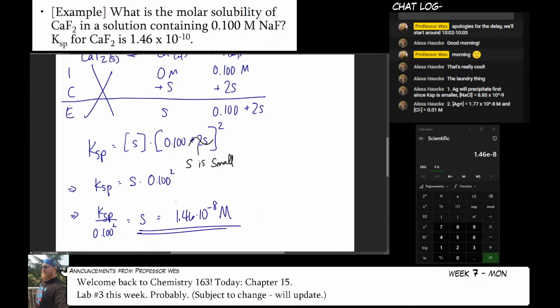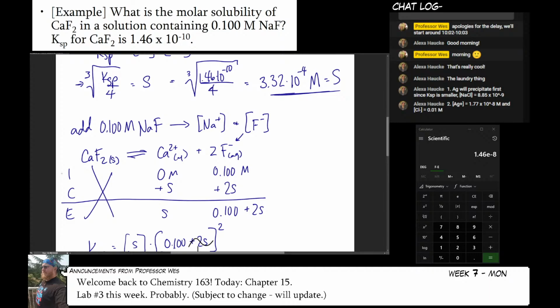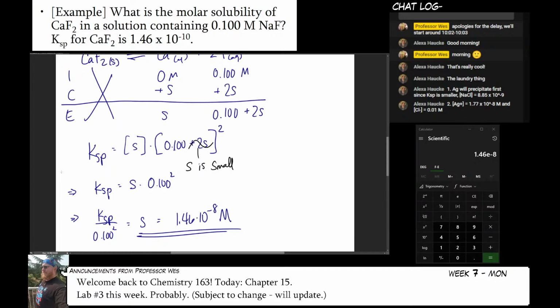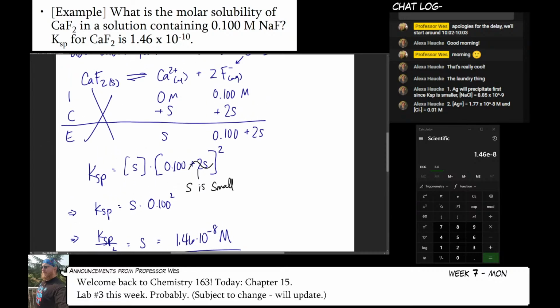And so you can see that compared to before, where our solubility was 3 times 10 to the minus 4, by adding 0.1 molar fluoride, the solubility went way down. Now it's 1 times 10 to the minus 8. So we have salted out the calcium fluoride and prevented it from dissolving, because one of the ions it would dissolve into is already present. And that forces the equilibrium back towards reactants, as you can see there.